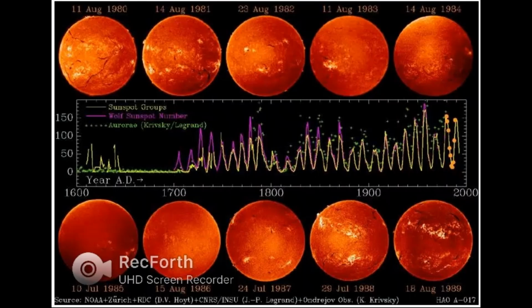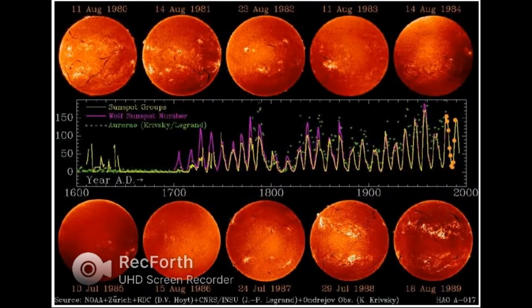And as you can see on our next slide, you'll see the sun on different dates, starting at August 11th of 1980 and August 18th of 1989. As you can see, the sun has these sunspots on it, and as you go down from August 11th to August 14th of 1984, you see the dramatic drop of sunspots that are active on the sun in this picture.